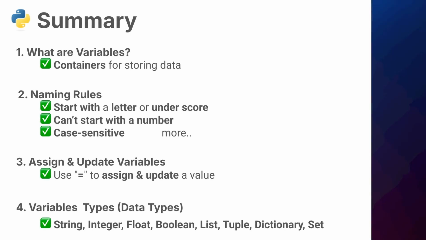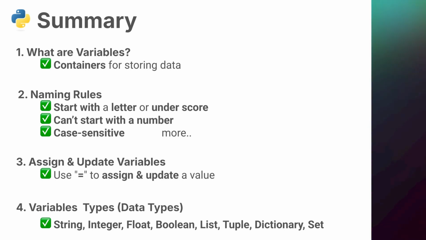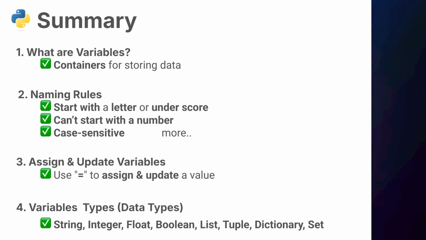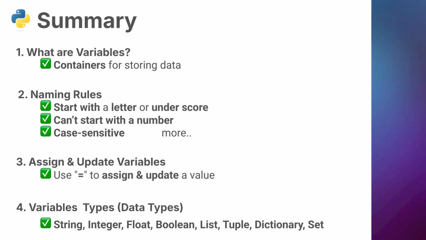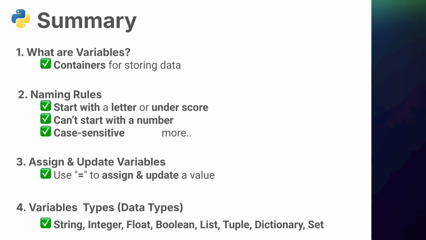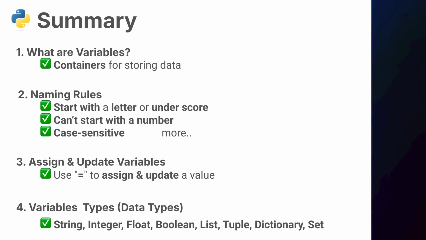And that's it for this section on variables in Python. We covered everything from what variables are and why they're important to the rules for naming them, how to assign and update values, and the different data types Python supports. We explored strings, integers, floats, booleans, lists, tuples, dictionaries, and sets, understanding how each type is used to store and manage different kinds of data. Learning how to work with variables effectively is an essential step in becoming a confident programmer.